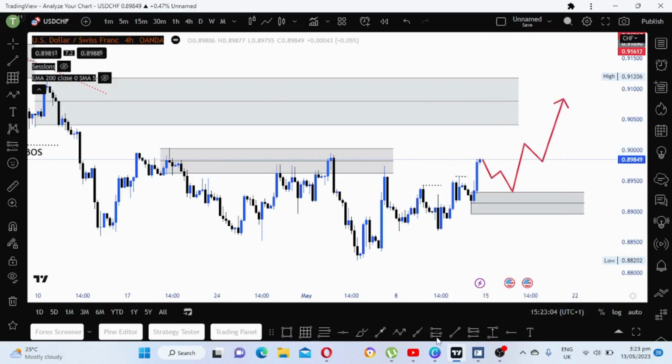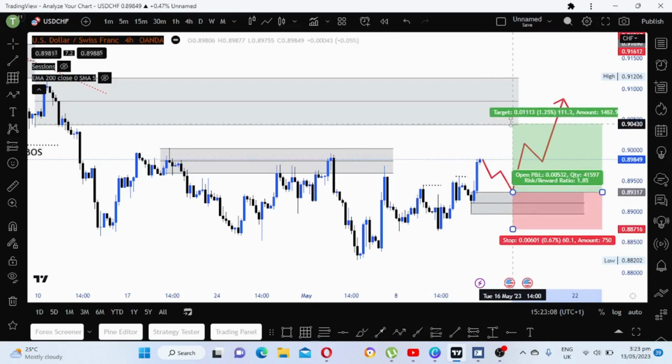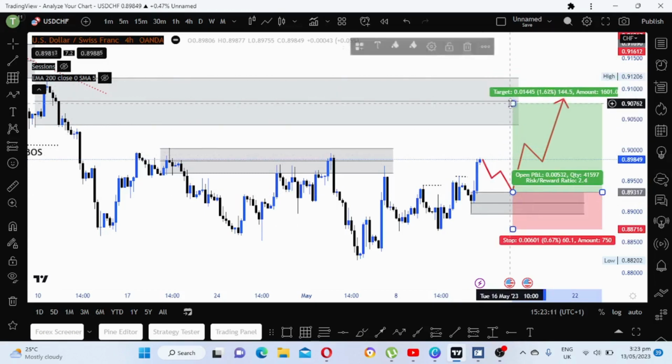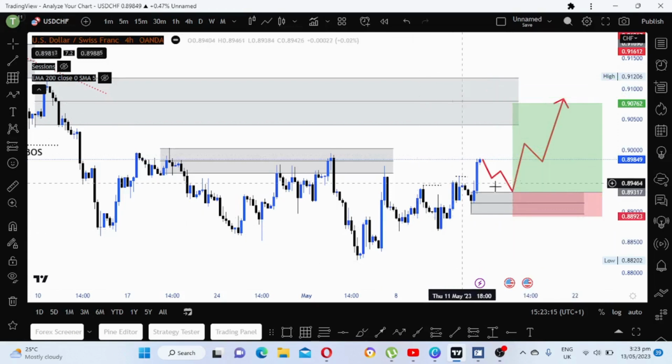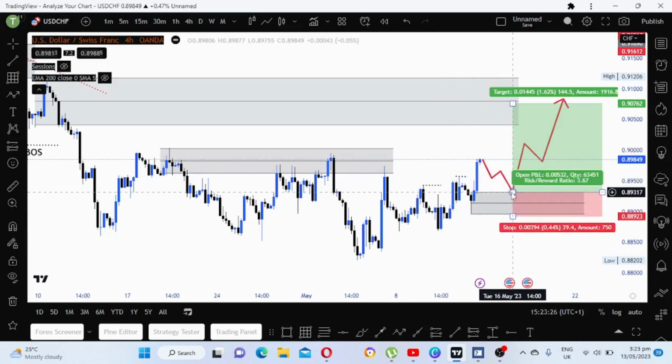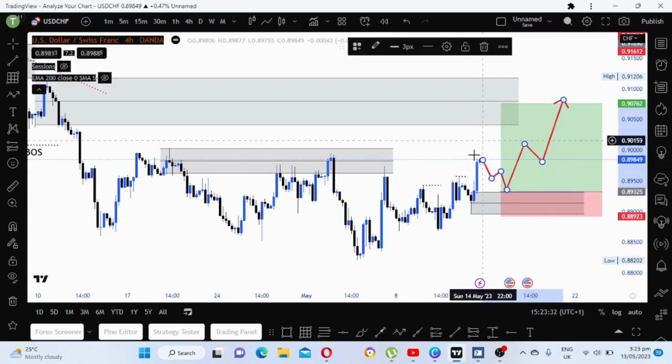So we are just waiting for a pullback. We are patiently waiting for a pullback, and then we buy. So we have one supply zone which is here. Internal structure on H4 is shifting to bullish, guys. As you can see here, break of structure, high, high, low, high, high, low, high. So now we are waiting for a higher low, and then we buy. That's my view on USD CHF.